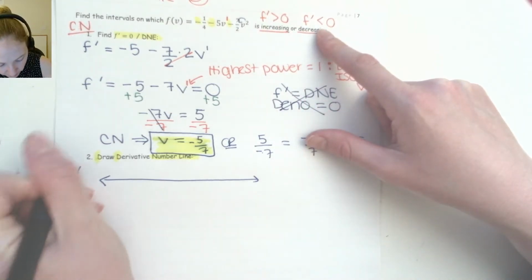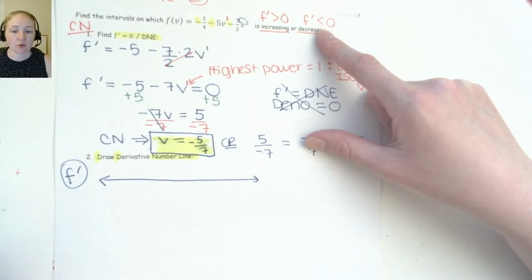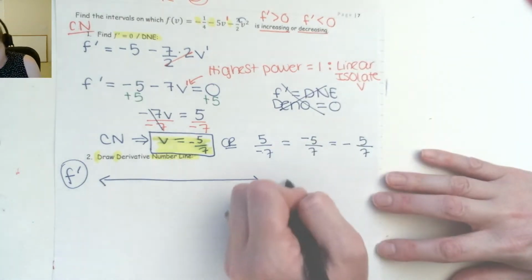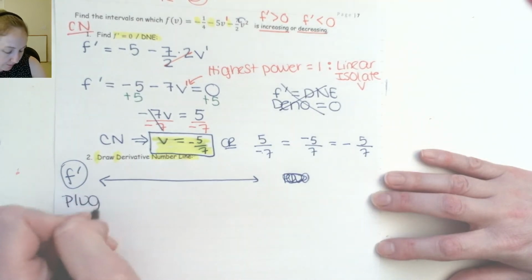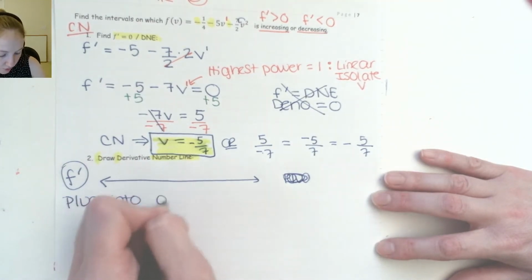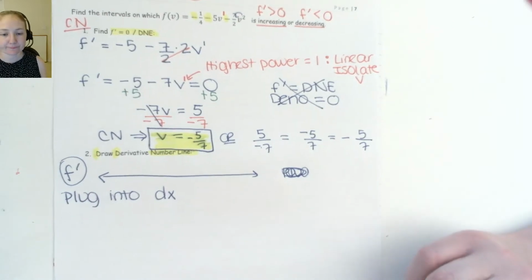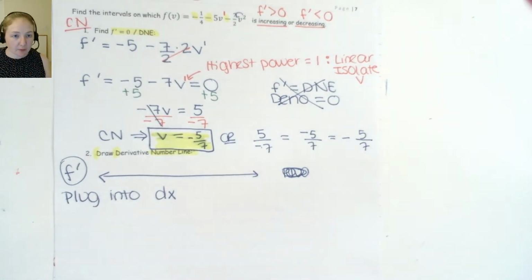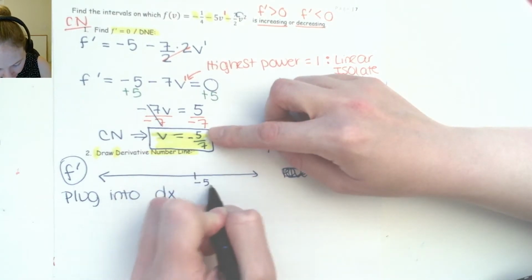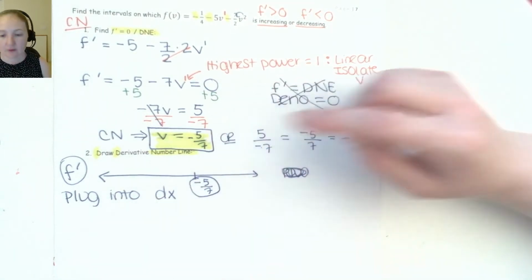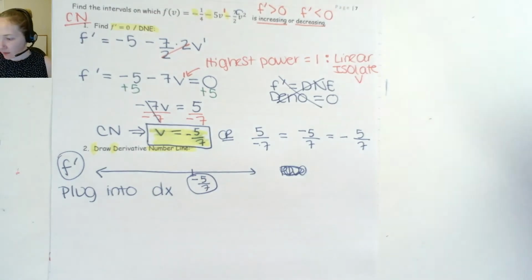So we are going to plug into the derivative. So again, we're plugging into the derivative. All right, so we have our number line. We have our one critical number, which we're going to label as -5/7. So that divides us up into two intervals to test.